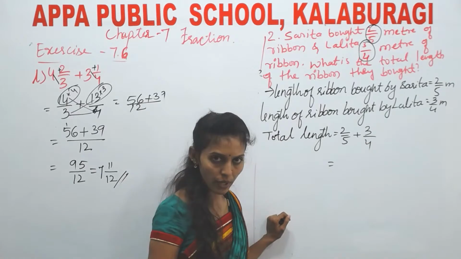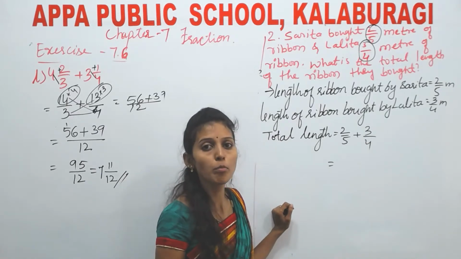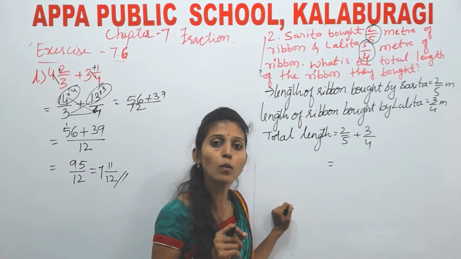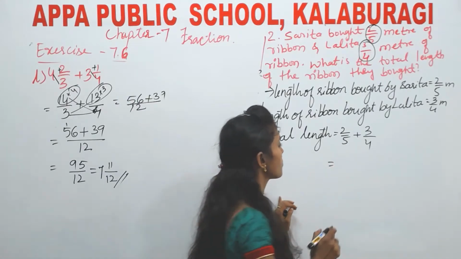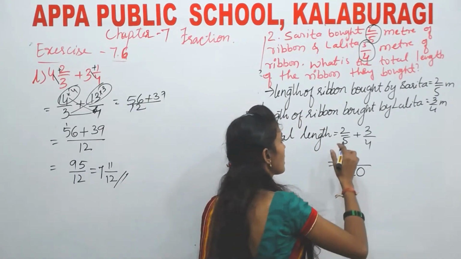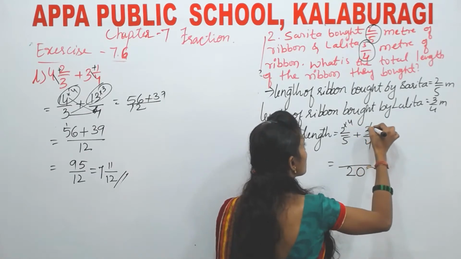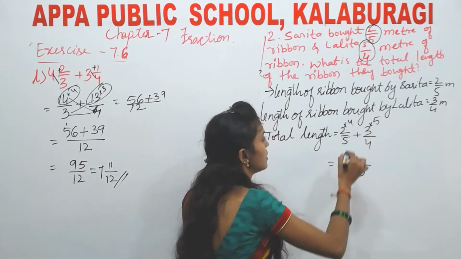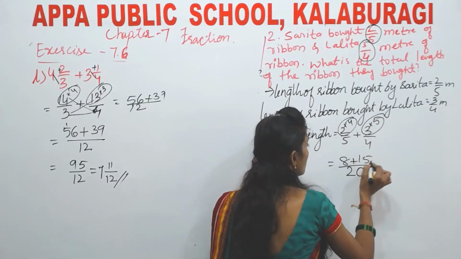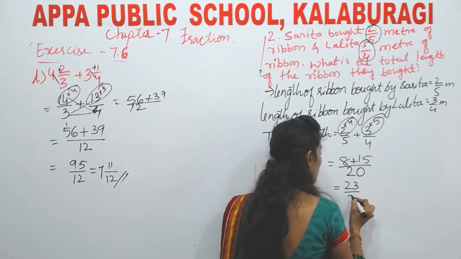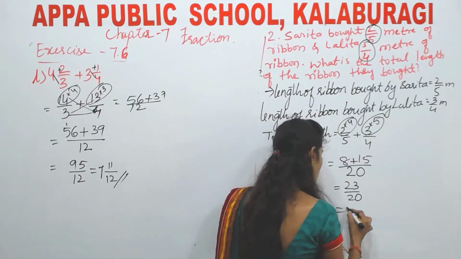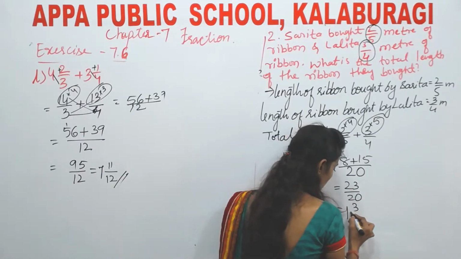Denominators are coprime. LCM of two coprime numbers is always the product of the given numbers only. So LCM will be 20 because 5 fours are 20. Then in 5 table, 4s are; in 4 table, 5s are. So 2 4s are 8 plus 3 5s are 15. That is nothing but 23 by 20. Improper fraction. 20 ones are 20. 3 will be remaining.